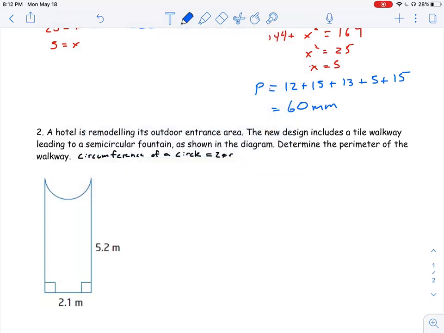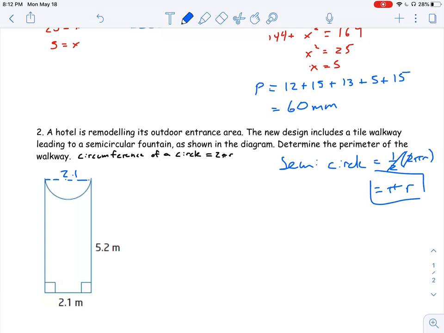So I know that this distance here is 2.1. So if that's a half circle, I have a semicircle. A semicircle is, well, it's half of 2 pi r. Well, half of 2 is 1. So the formula that I need to use is simply pi r. That would give me the circumference of a semicircle.